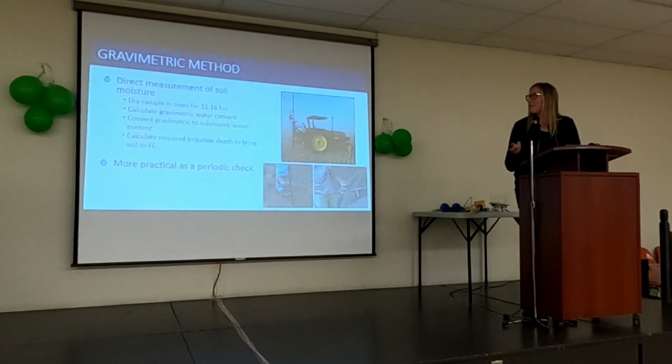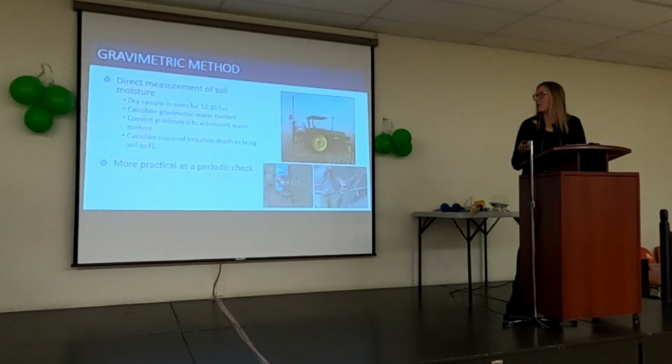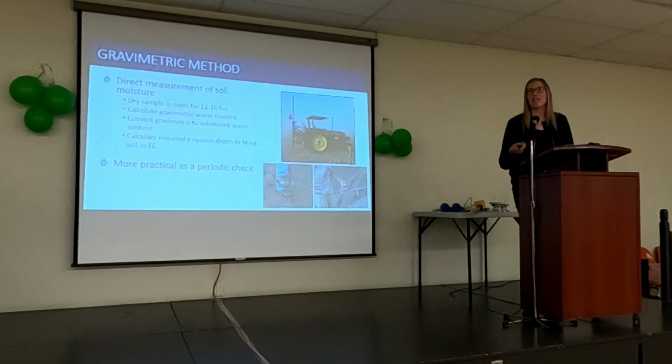So the gravimetric method is an extremely reliable method because it is actually a direct measurement of the water in your soil. However, it's very intensive and it requires the person to go out there and collect soil from different locations and different depths, and then dry it in the oven for 12 to 16 hours, and then complete the necessary calculations to get volumetric water content and then eventually irrigation depth for application.